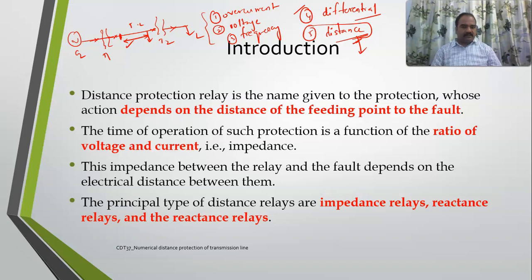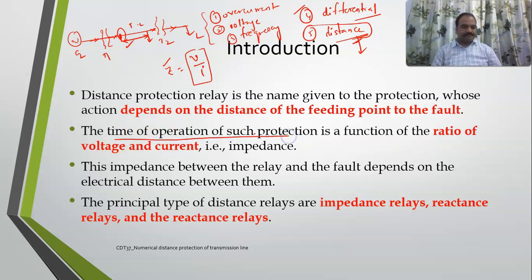Distance protection always measures the impedance of the line and compares it with a predefined value, and if it is greater or less than that value, then automatically it will give a trip signal. The time of operation of this distance relay depends upon the impedance which it measures over time. Normally Z is V by I. Every time you will be measuring V, every time you will be measuring I. So the ratio of these two is the impedance.